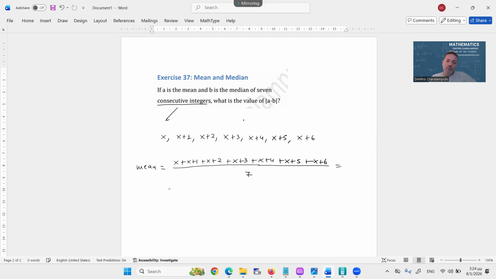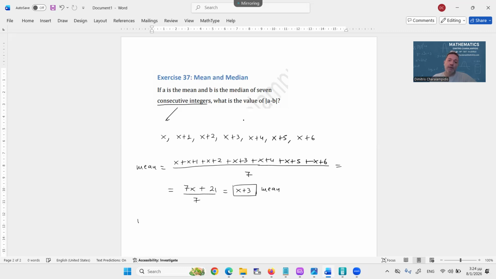If we add them all, we would get 7 x's, 7x, plus 1 plus 2, 3, another 3, 6, another 4, 10, another 5, 15, another 6, 21. So 7x plus 21 over 7. Both terms of the numerator can be divided by 7, and we end up with x plus 3. So x plus 3 would have been the mean.